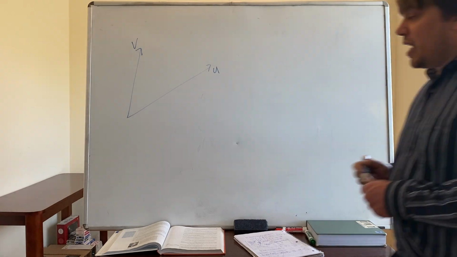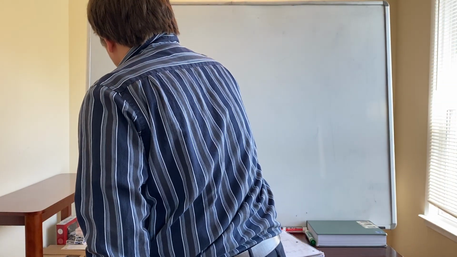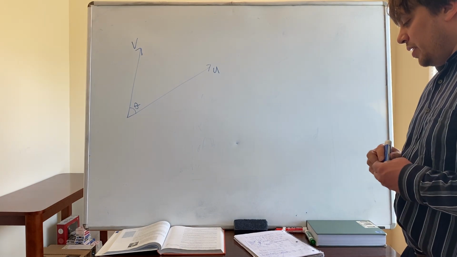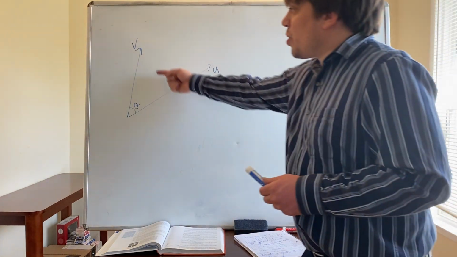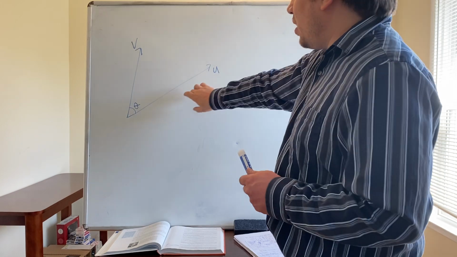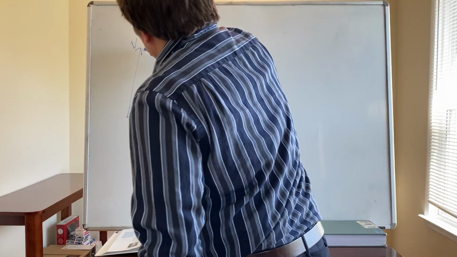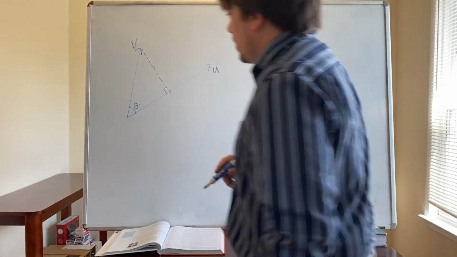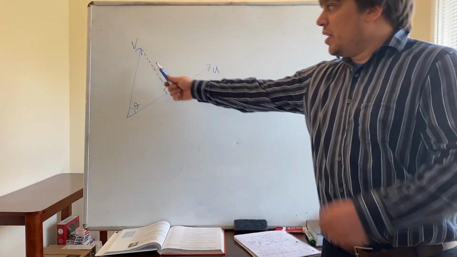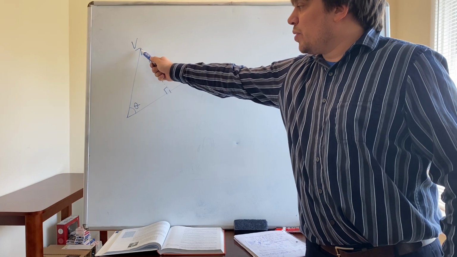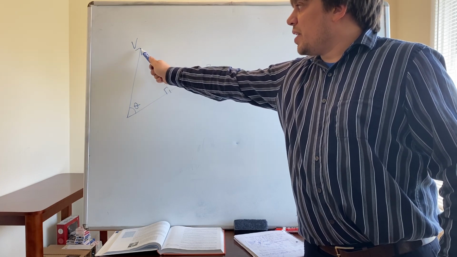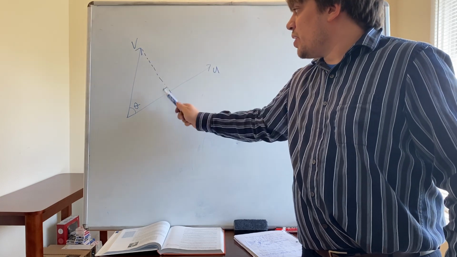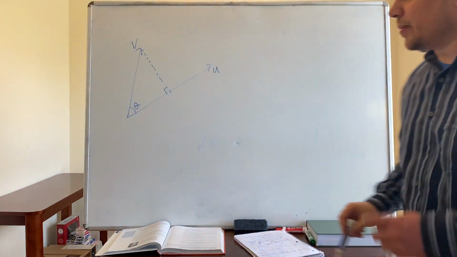Theta is the angle between u and v. That's the shortest route between u and v. What I'm going to do is draw the perpendicular from the tip of v onto the vector u. When we were doing orthogonal components of a vector, we did something like this. I'm going to draw a line segment from the tip of v to u that's perpendicular to u, like that.